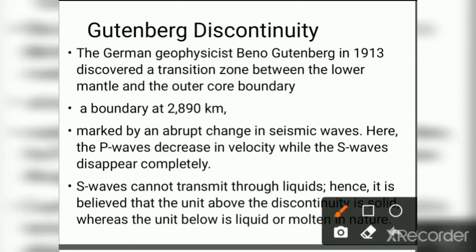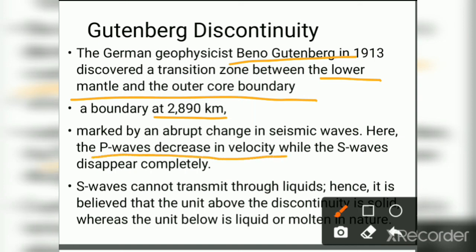Next one, Gutenberg's discontinuity. German geophysicist Beno Gutenberg discovered the transition zone between lower mantle and outer core. So it is the transition between mantle and core at the boundary of 2890 kilometers, marked by abrupt change in seismic waves. Here, P waves decrease in velocity while S waves disappear completely. This is an important discontinuity.